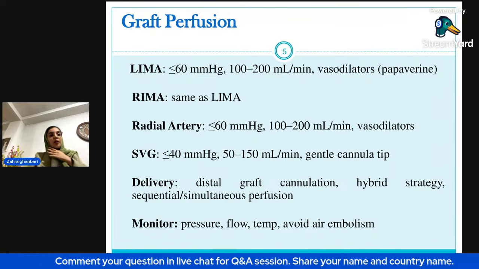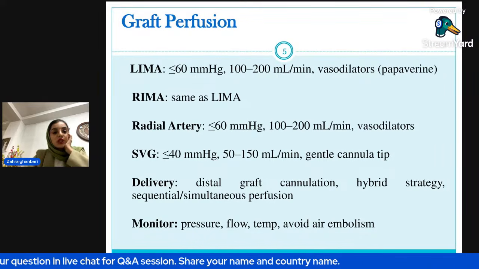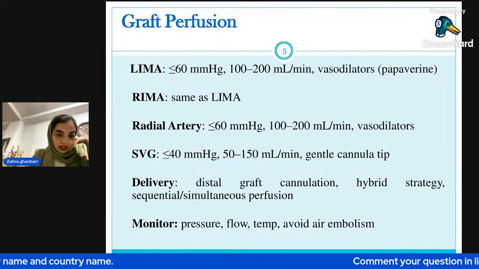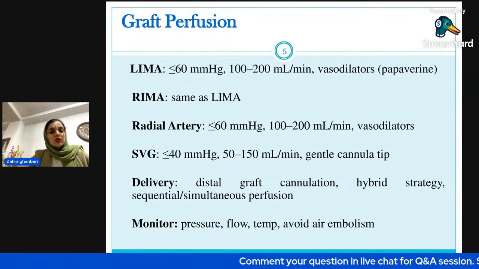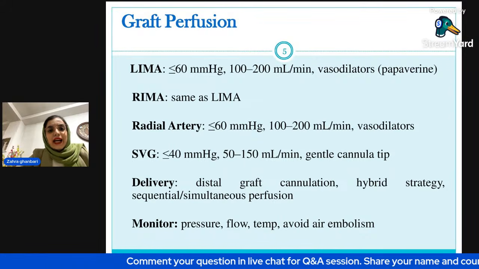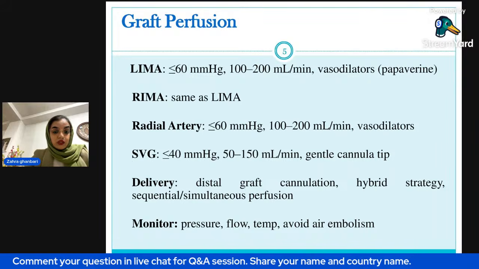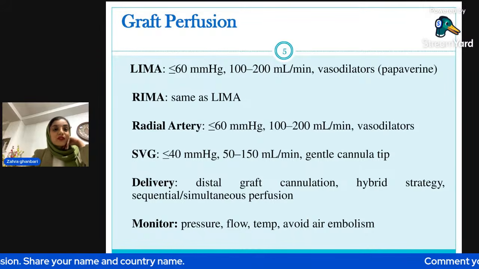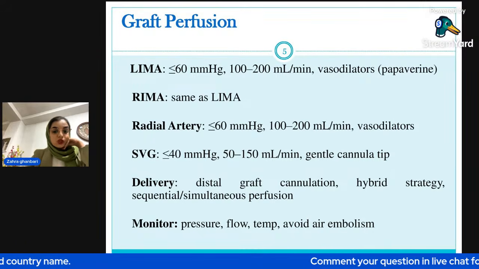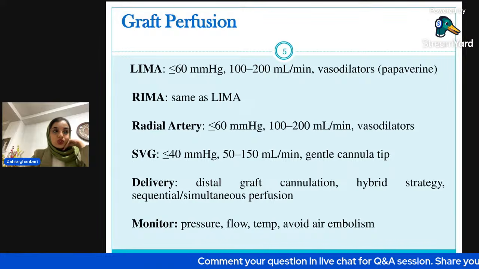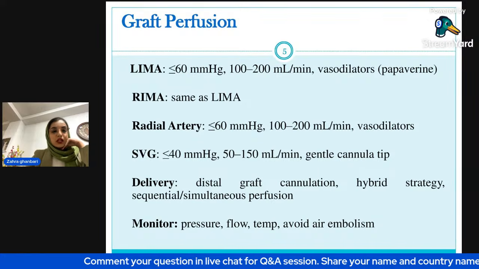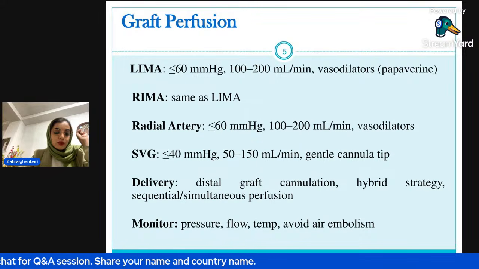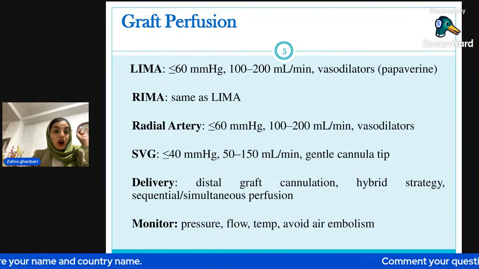There are some problems that may occur during graft perfusion. One of them is non-uniform myocardial perfusion. The solution is to combine antegrade, graft, and retrograde delivery methods, actually combining both of them. Another problem is graft rupture. The solution is to reduce the perfusion pressure, use a soft or blunt cannula tip to minimize trauma, and check the distal clamp to make sure the graft isn't closed off.